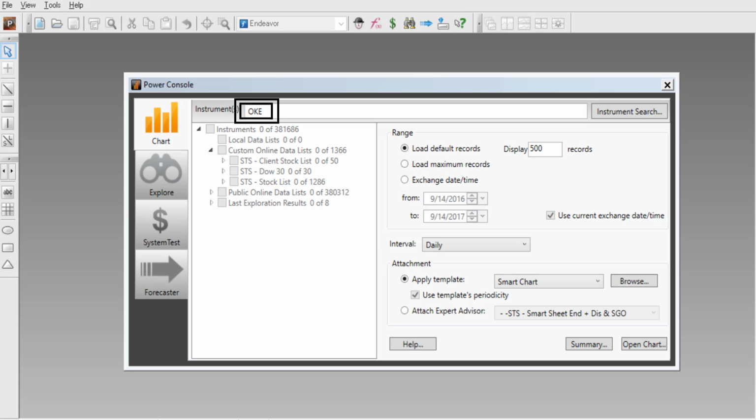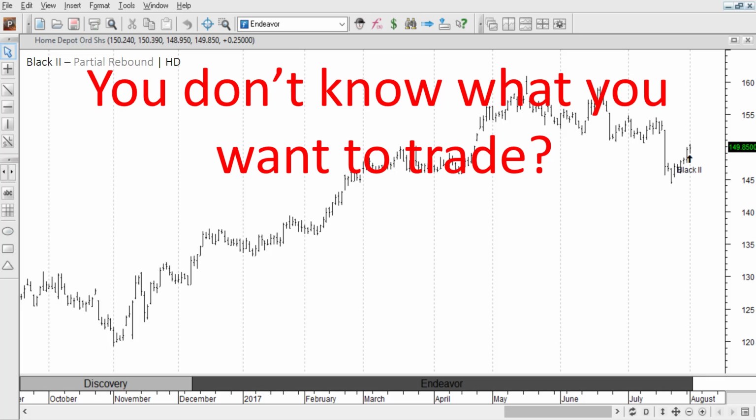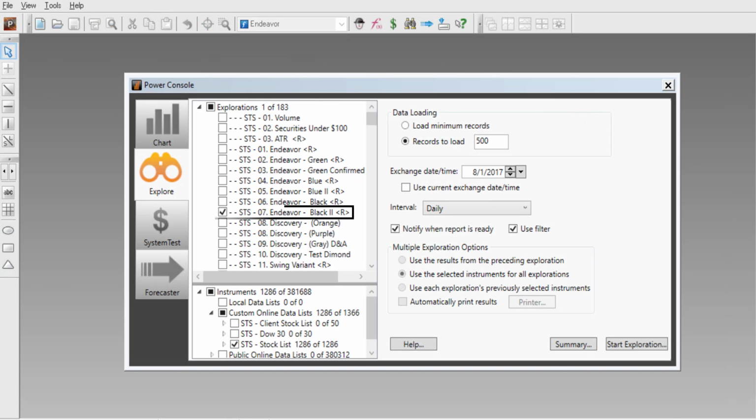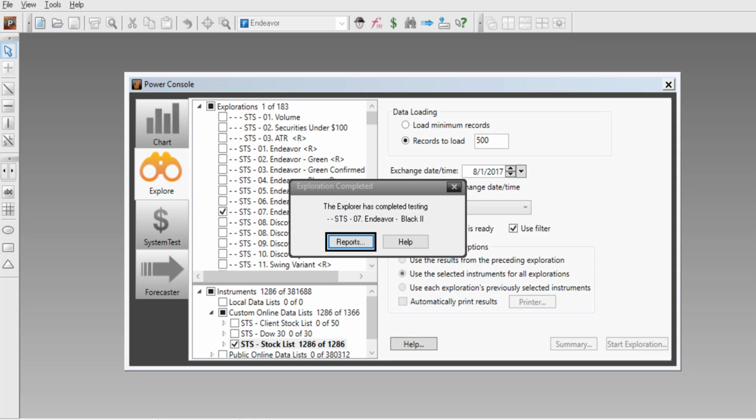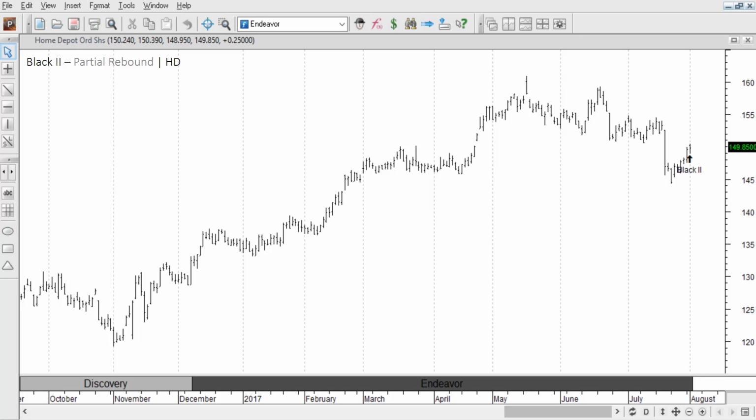Great. And you already know the ticker symbol? Perfect. Just open the chart and you're off. Wait, you don't know what you want to trade? No problem. We've got you covered. All you have to do is run a Black 2 report. It can scan through every security on the planet looking for partial rebound movements. Just pick the best one, open the chart, and get started.